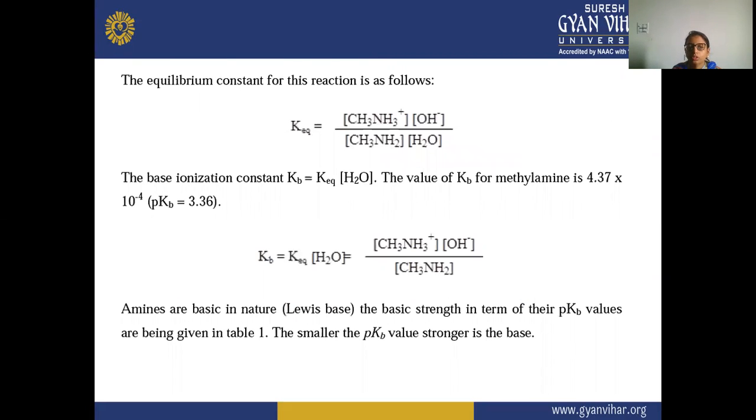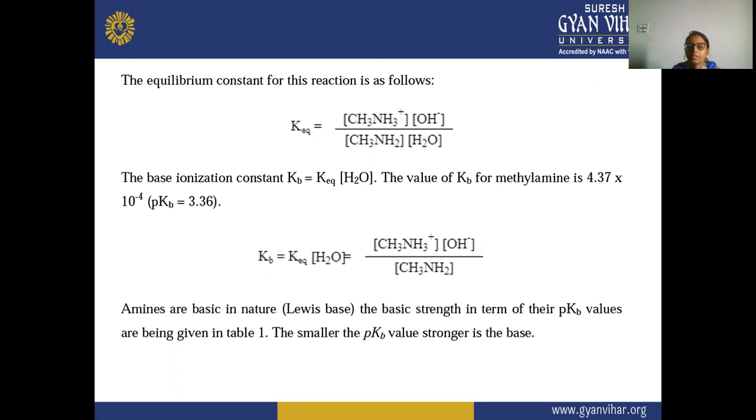Next, the equilibrium constant. The equilibrium constant for this reaction is as follows. Keq is the equilibrium constant, equal to [CH3NH3+][OH-] over [CH3NH2][H2O]. So the base ionization constant Kb equals Keq times [H2O], and the value of Kb for ethylamine is 4.37 × 10^-4, and the pKb is 3.36.